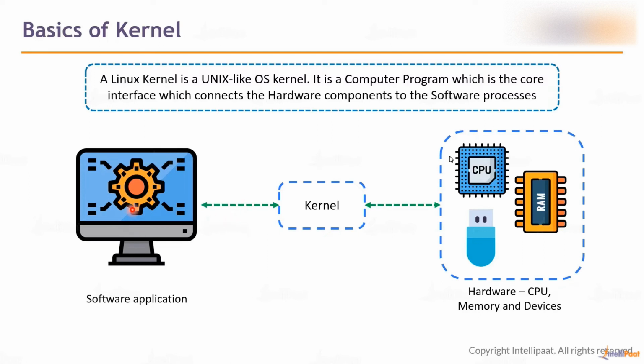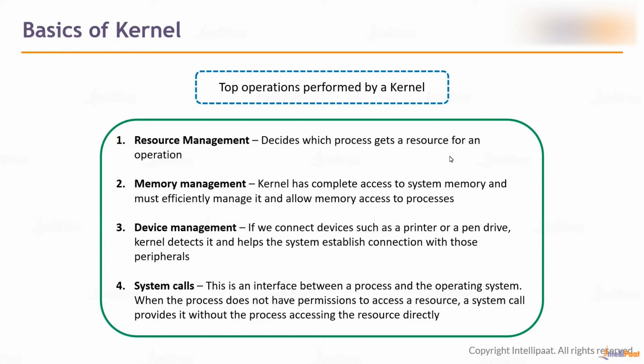So let's say you're trying to find out how much RAM your system is currently using. You cannot directly go and check the RAM in your system. You need a process running in the background which connects to the hardware components, checks how much RAM is being used, and sends that information back to you. So that is what the kernel does. The kernel does all kinds of operations that we'll see now. So the top operations performed by a kernel: first, resource management, and then memory management, and then device management, and finally system calls.